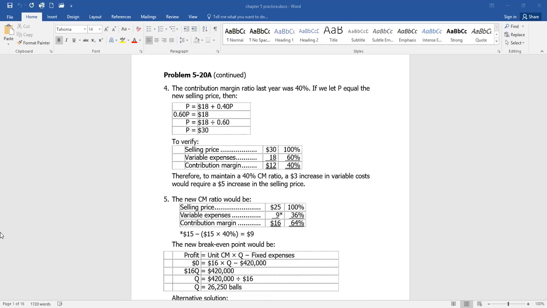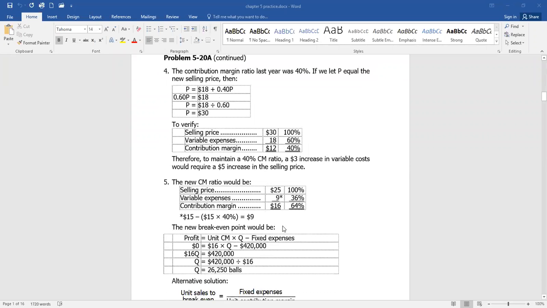Variable expenses, refer to the original data. Okay, what are they doing to us there? Let me take a look. Oh, okay. I thought they were slashing in half. They're not. Variable expenses would decrease 40%. Slash them by 40%. So the original is $15. We have to subtract 40% of $15, which would be $6. So the new variable cost per ball would be $9 under these circumstances. Selling price $25, new contribution margin $16.